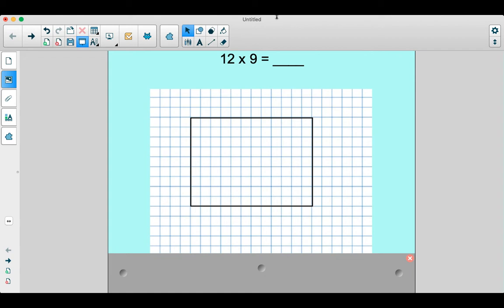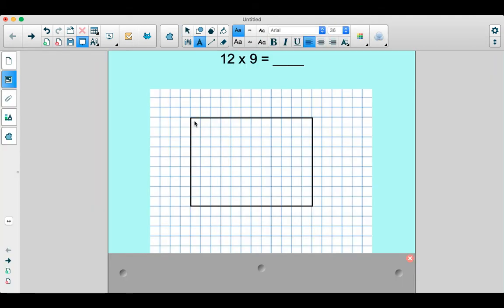I want to get crafty today. Let's think about how we would break up 12 times 9 to make it an easier problem. So as you can see here, I have a rectangular array. Now, an array tells us how much area is on the inside, and that gives us the answer to our multiplication question here, 12 times 9.